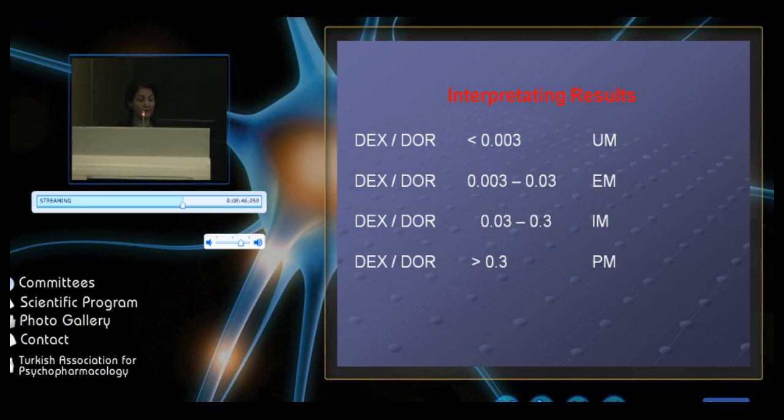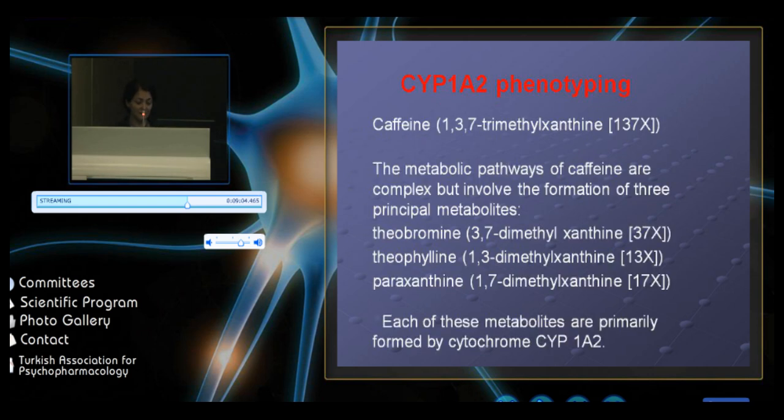In 8-hour urine collection, we use a cutoff value. And again, dextromethorphan is checked in terms of its ratio to DOR. If it's less than 0.003, then it's an ultrametabolizer. And if it's over 0.3, then it is a poor metabolizer.